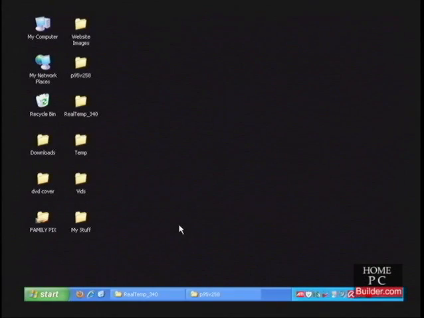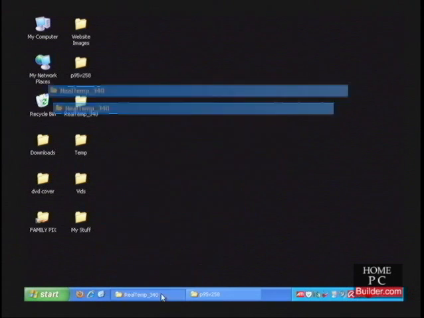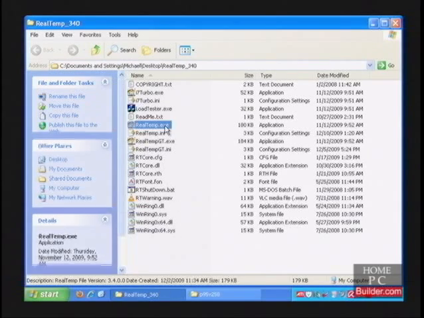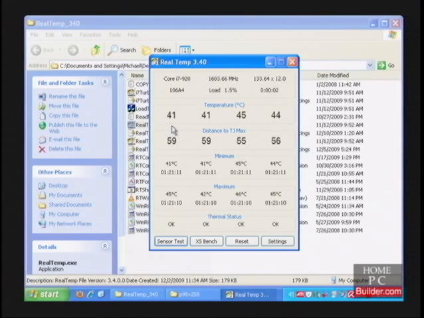Alright, we've booted back into Windows. Let's go to Real Temp and see what the temperature is at idle. Okay, it's not what I was hoping for, somewhere in the mid-30s, but it's decreased about 3, maybe 4 degrees Celsius. It's not bad, every little bit helps.